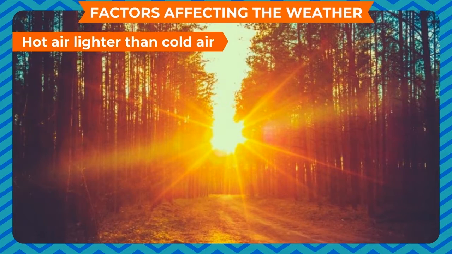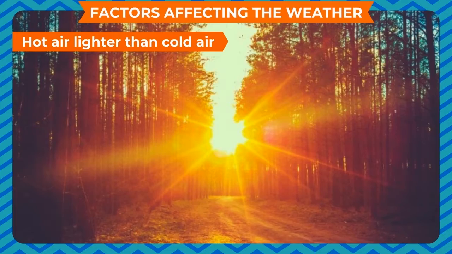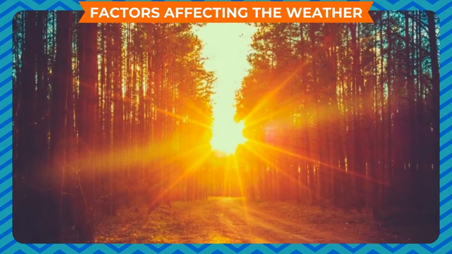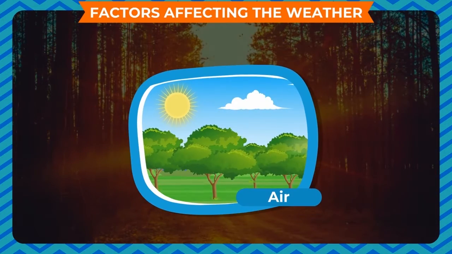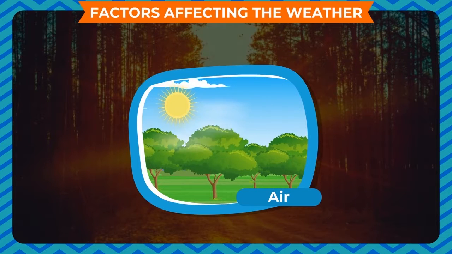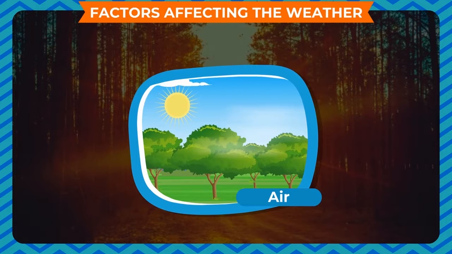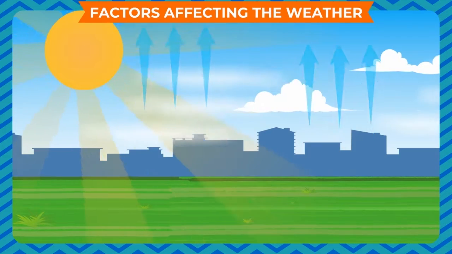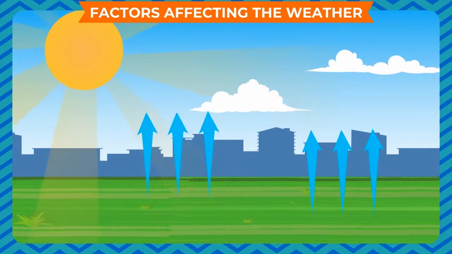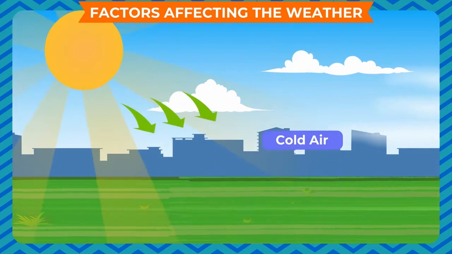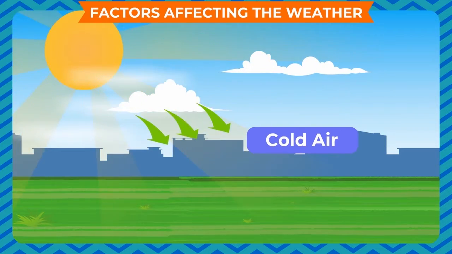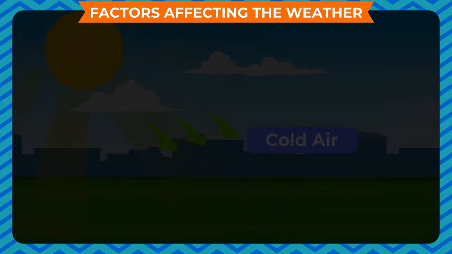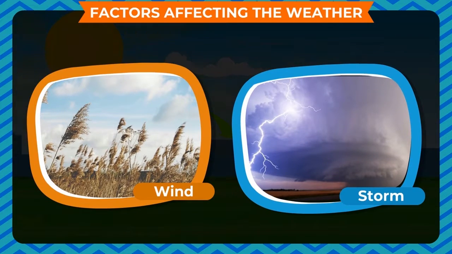Hot air is lighter than cold air. Due to sunlight, air is heated easily. On heating, air becomes lighter and moves upwards and expands. This is called expansion of air. When air expands, it becomes lighter and rises up, and cold air rushes to replace it. This causes winds and storms.